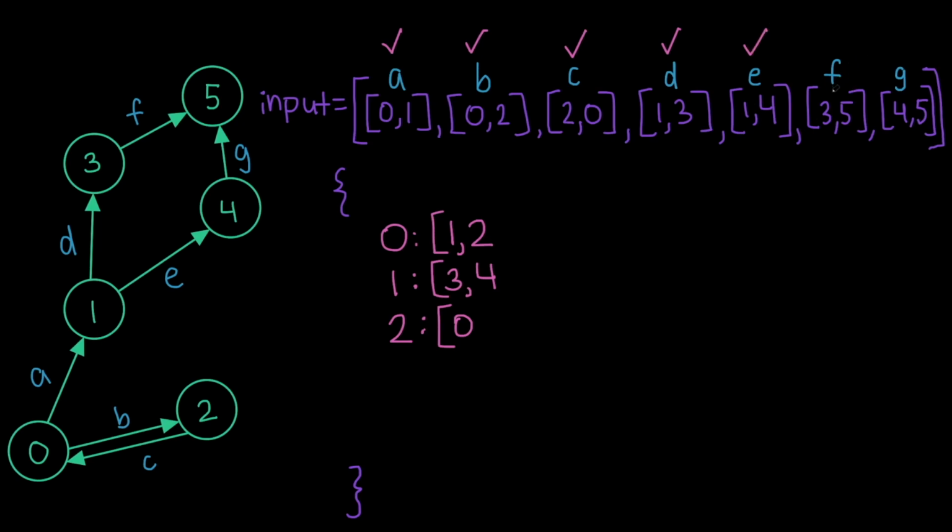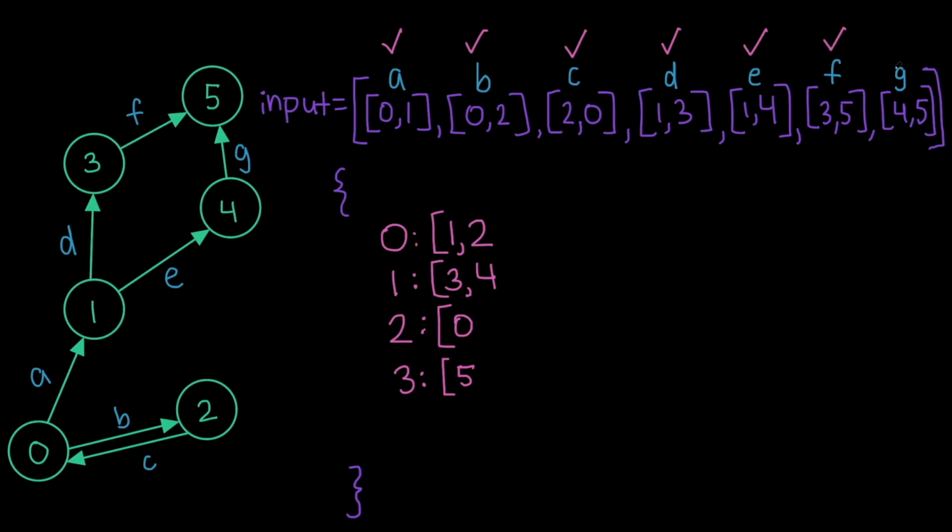On the F edge, it's telling us that we can start at node 3 and end up at node 5. So let's go here. Let's say, all right, if we're at node 3, then we can go to the 5 node. And that's all the information we can get from F.